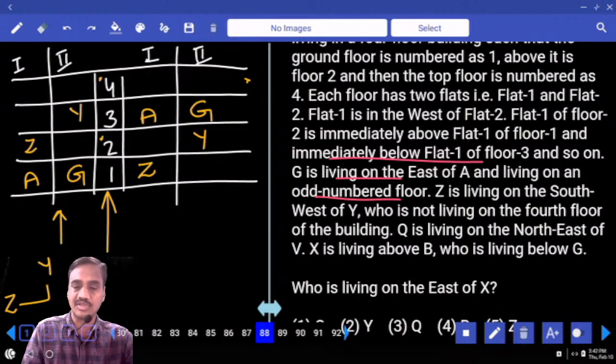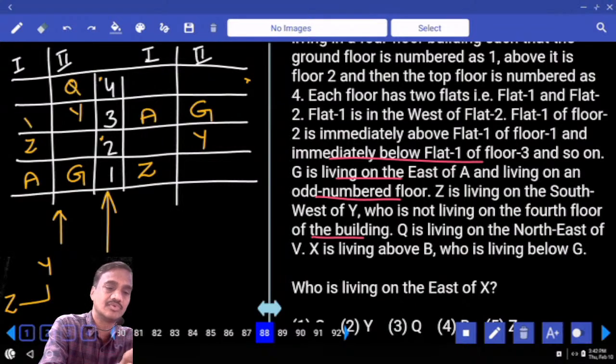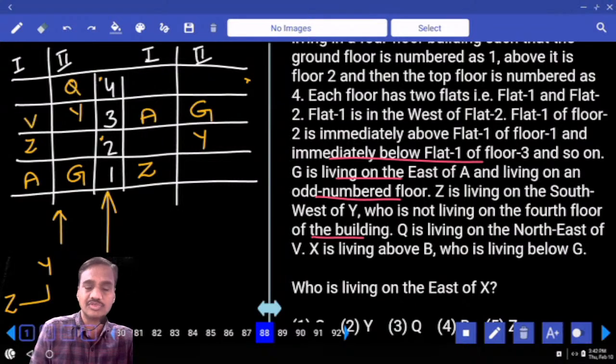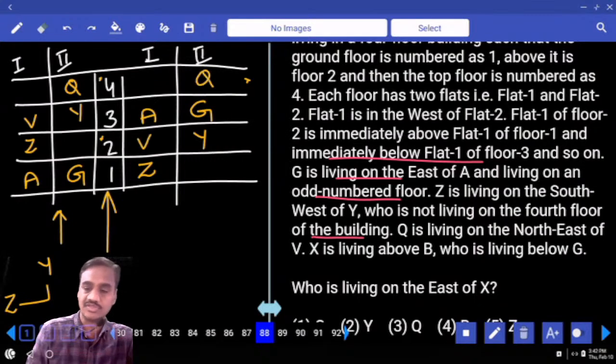Y is not living on the fourth floor of the building. And next, Q is living on the northeast of V. Q is to the northeast of V. Q is here. Now V is here. Q is to the northeast of V. Now Q is here and V is here.